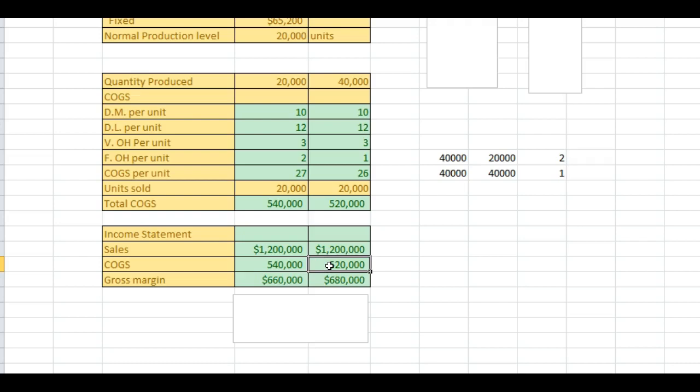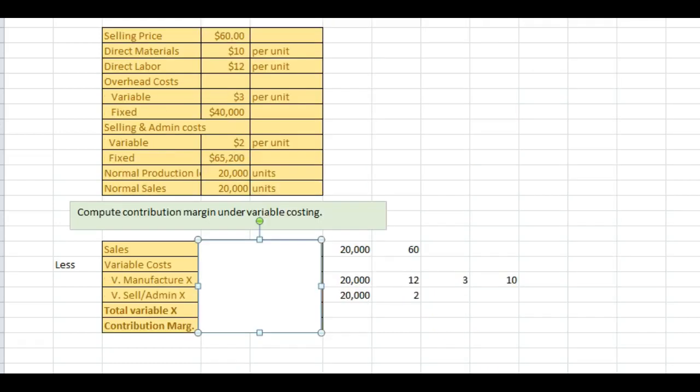So my gross margin has gone up, 540,000 versus 20,000. So it gives you some uncertainty when you're looking at some of this stuff. And that's why you end up looking at variable costing so that you can stabilize that. This one, we are looking at a contribution margin under variable costing.